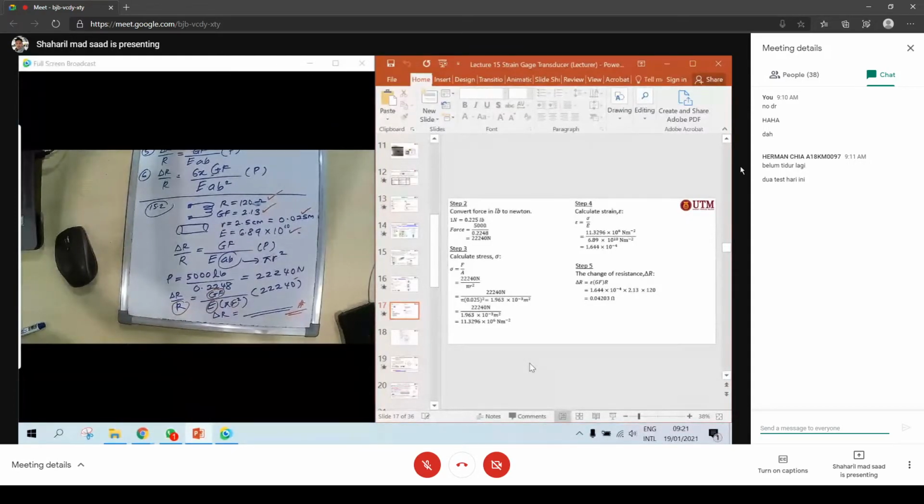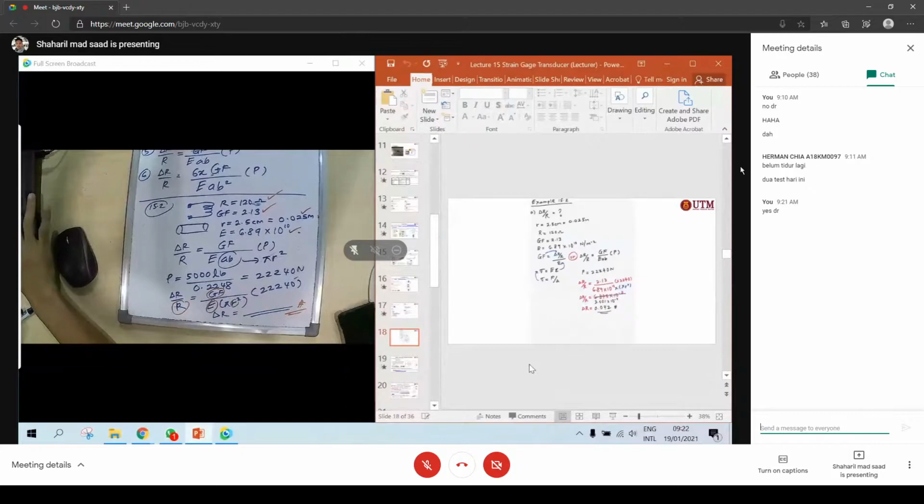All right. Any questions? Simple? Very simple, right? Strain gauge, quite interesting. Very simple. Right now it is very simple. We don't know yet what will happen in the exam.